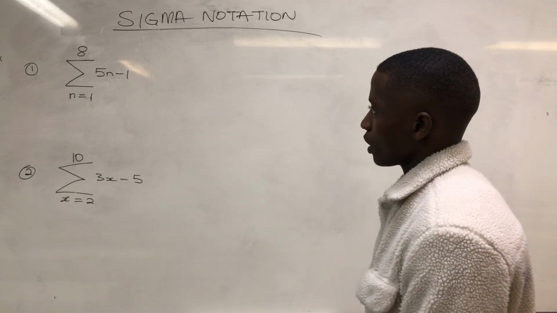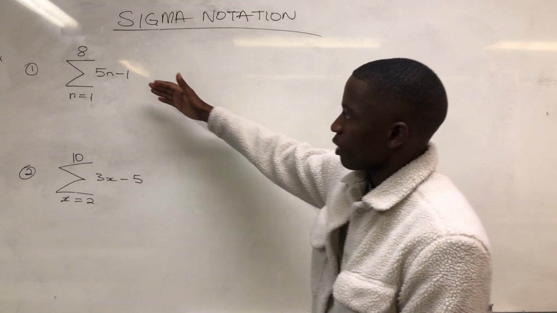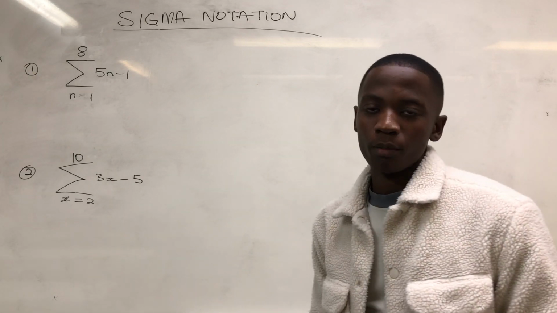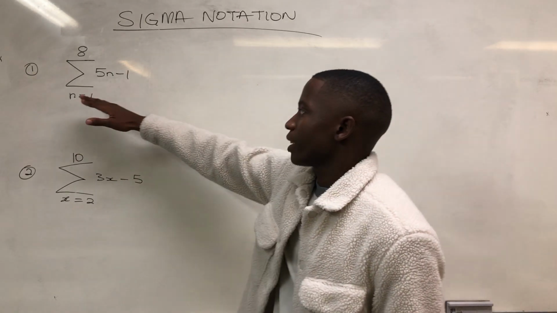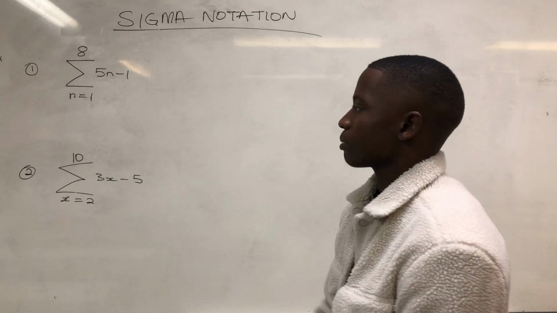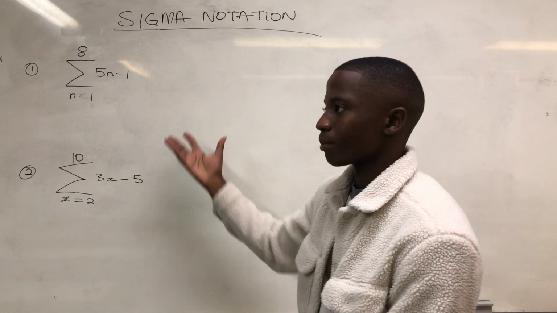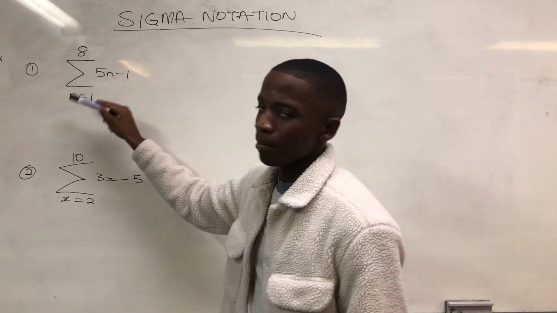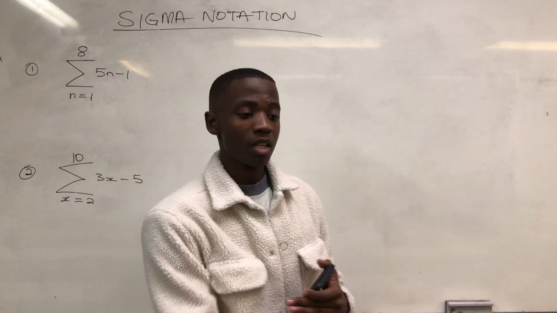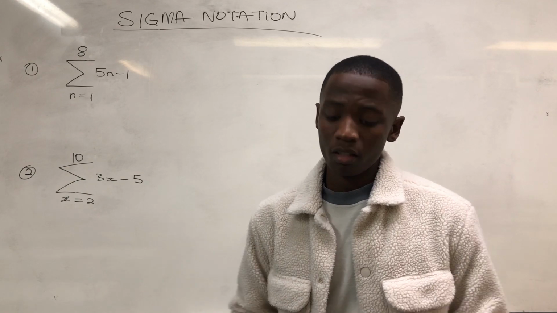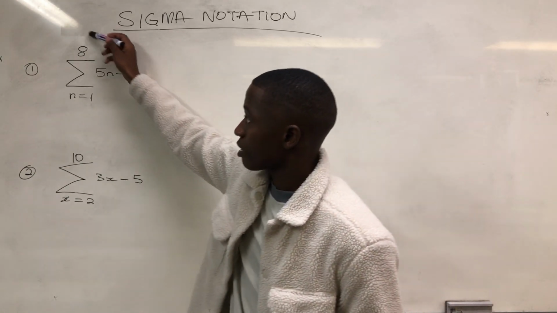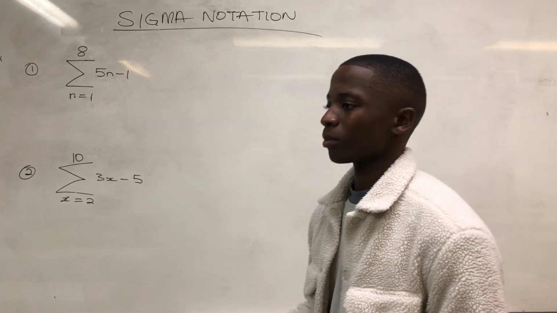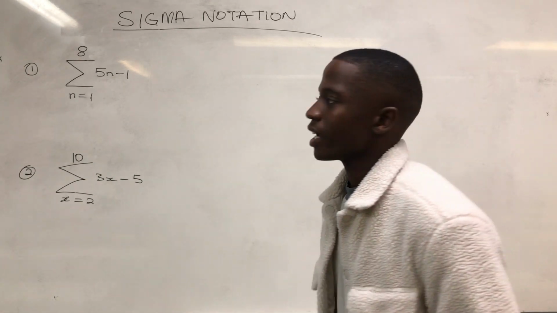Alright, so I gave you two examples there, 1 and 2, which we're going to work on, okay? Example number 1, you can clearly see that, by the way, this is very simple. Sigma notation. When we talk about sigma notation, we're talking about the sum of specific terms in the sequence, okay? The first how many terms of the sequence? So we're talking about the sum of the terms in the sequence.